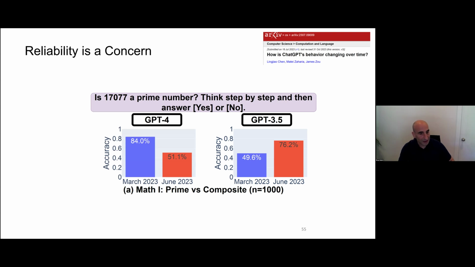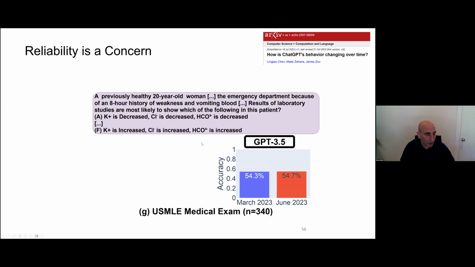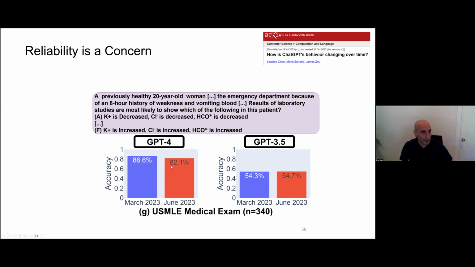GPT-4 got worse, substantially worse, right? It's not like it was off by a percentage point. It was off by 35 percentage points. It just got dumber, right? You may have also heard the story about ChatGPT passing the US medical licensing exam, right? And this is a hard one. You can see that GPT 3.5 didn't really change between March 2023 and June 2023. But GPT-4 again got dumber. It's not always getting dumber. In some things it gets smarter, and in some things it gets dumber.